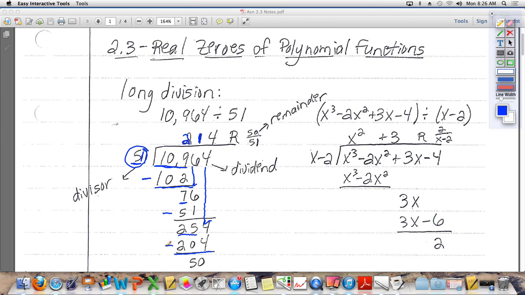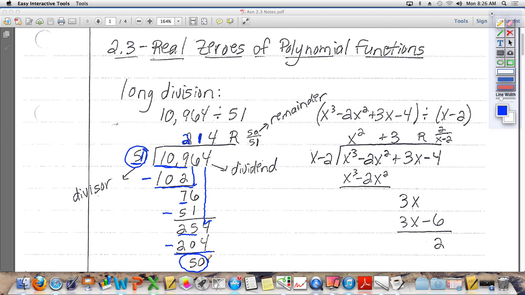So now we have 51 dividing into 50. Does 51 divide into 50? No, it does not divide into 50. And there's nothing else to bring down. So what do we call 50? We call it the remainder.